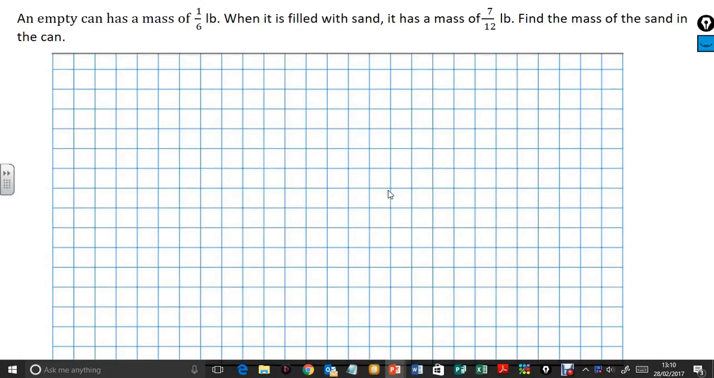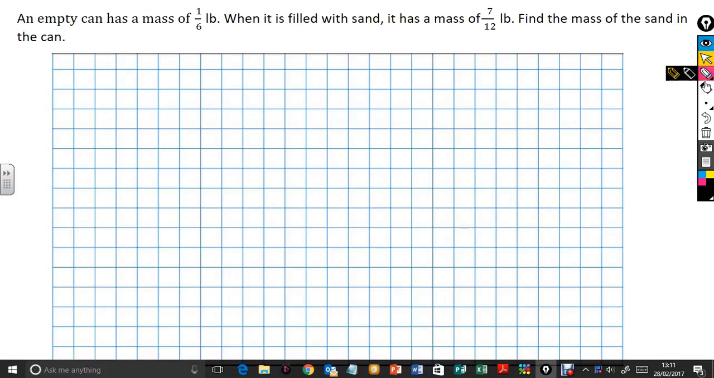All right, here's the question. An empty can has a mass of 1/6 of a pound. This means a weight. So an empty can weighs 1/6 of a pound. When it is filled with sand, it has a mass or a weight of 7/12 of a pound. And what we're asked to do is to find the mass or the weight of the sand in the can. You're trying to find out how much the sand weighs by itself without the can.